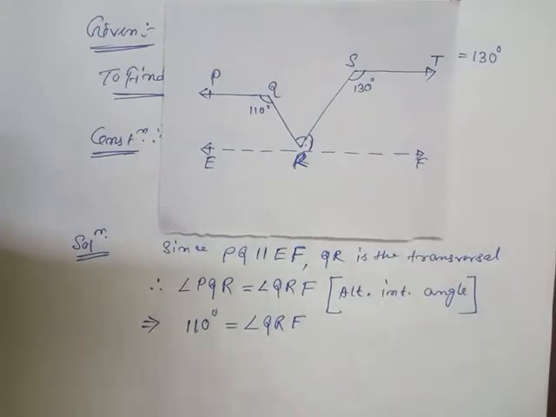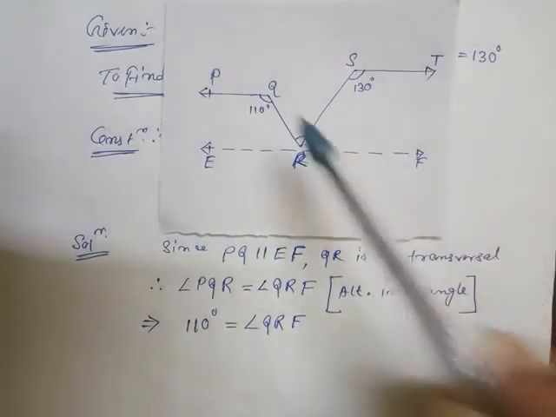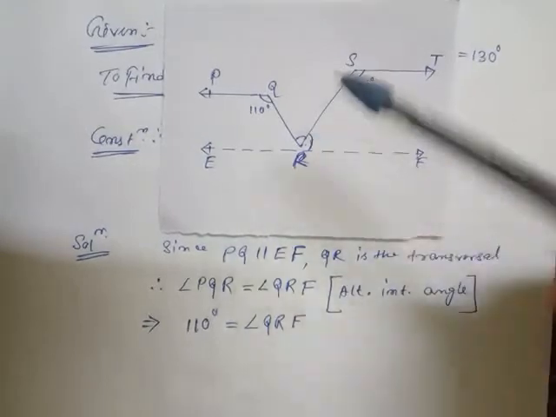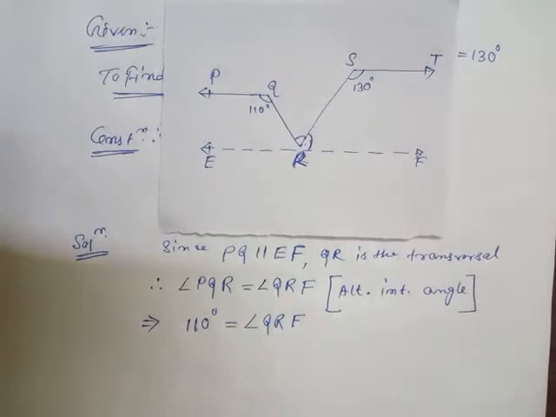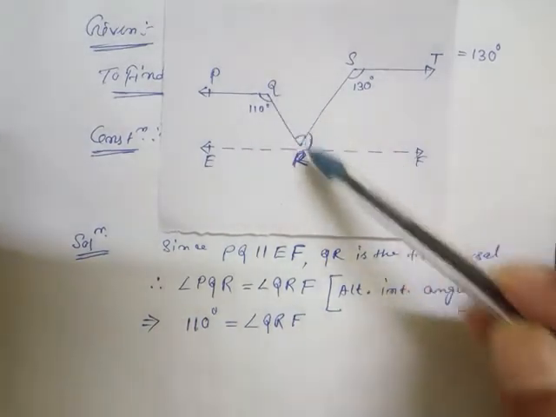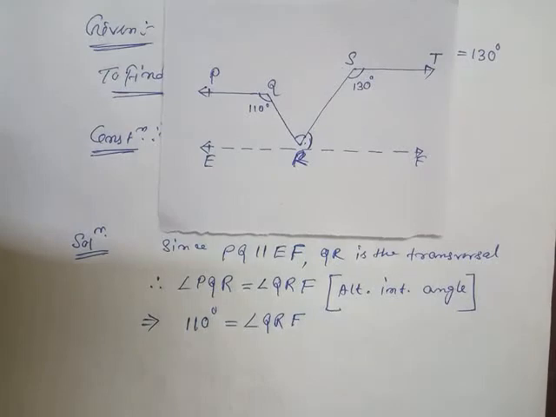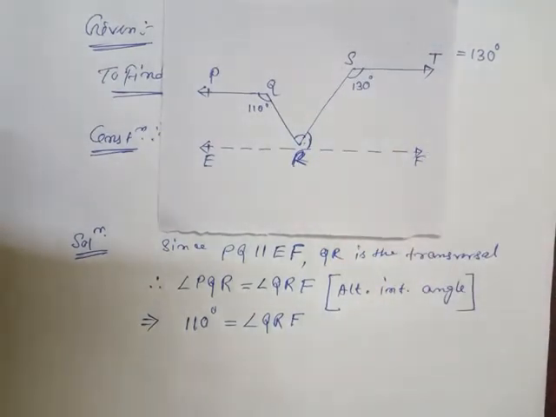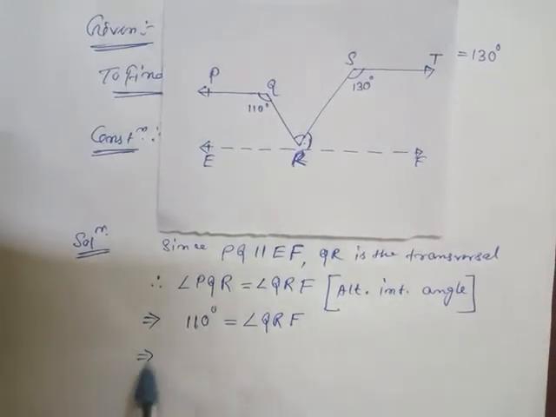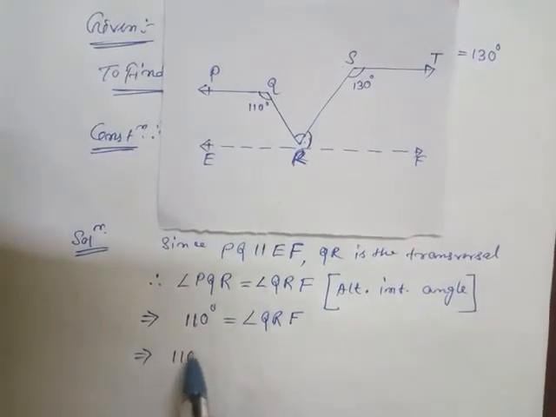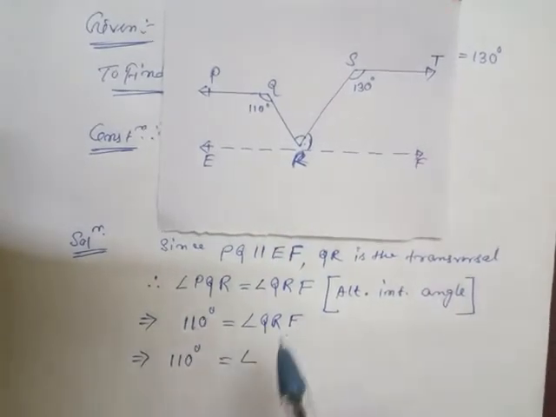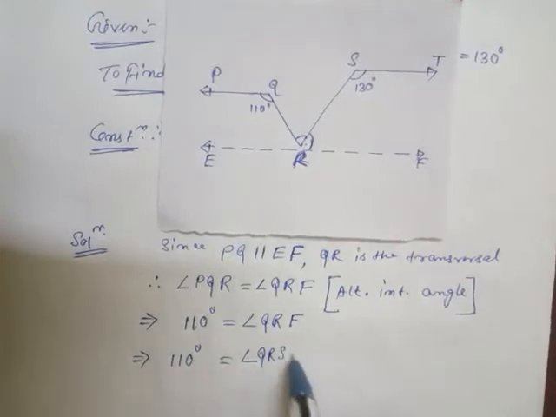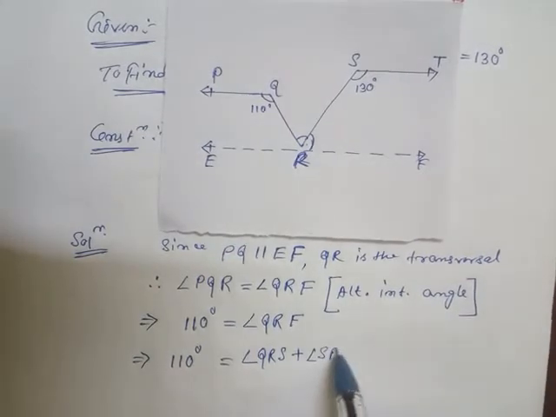Now look into the diagram. QRF is in two parts. First one is QRS and second one is SRF. I repeat again, QRF is in two parts. So here I'll write down now 110 degrees equals QRF, which is in two parts. So we'll write down here QRS plus SRF.